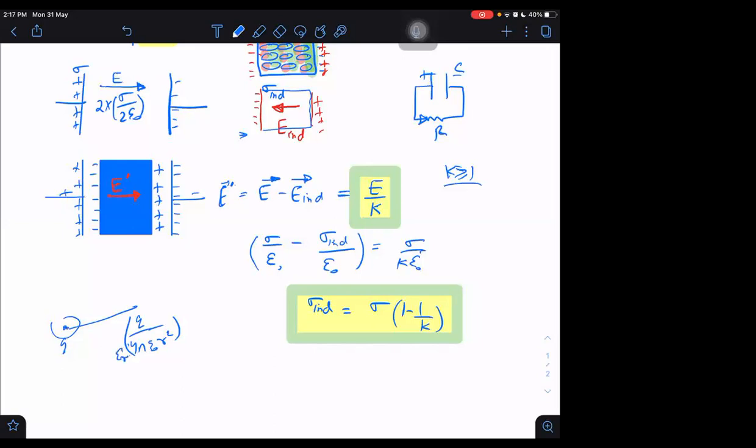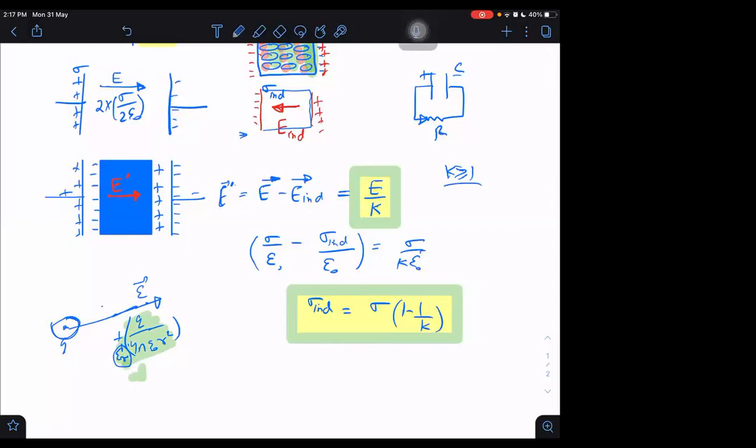If we don't have to find the field due to Q alone, but the field due to the sum of induced charges in the medium and the point charge Q, then we write that epsilon R here. So whenever you see this formula written as Q upon 4 pi epsilon naught R square, that means they are talking about just the point charge Q. And when this epsilon R is also there, then it is the net field.